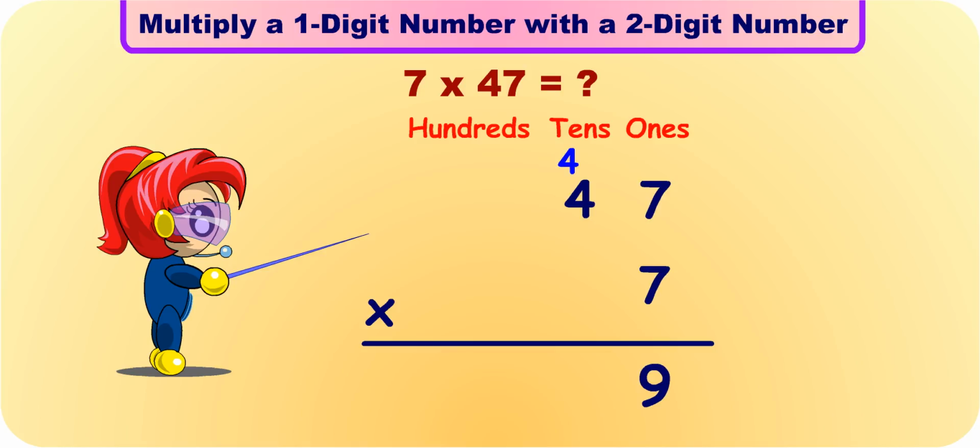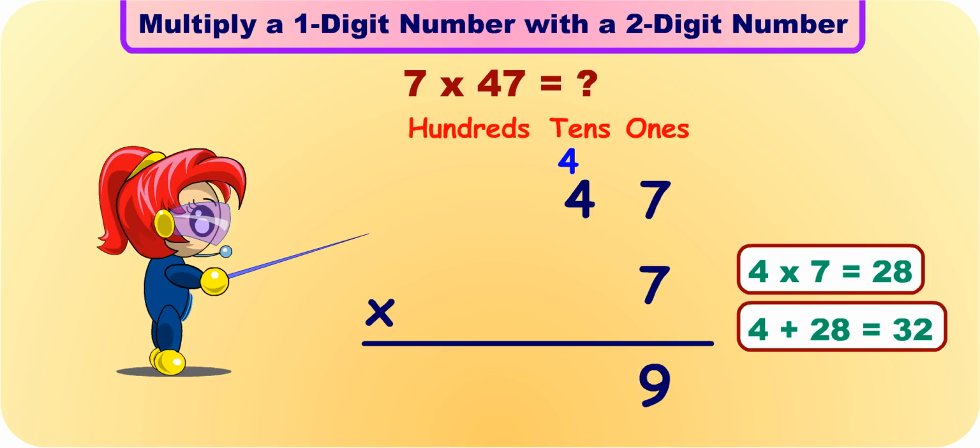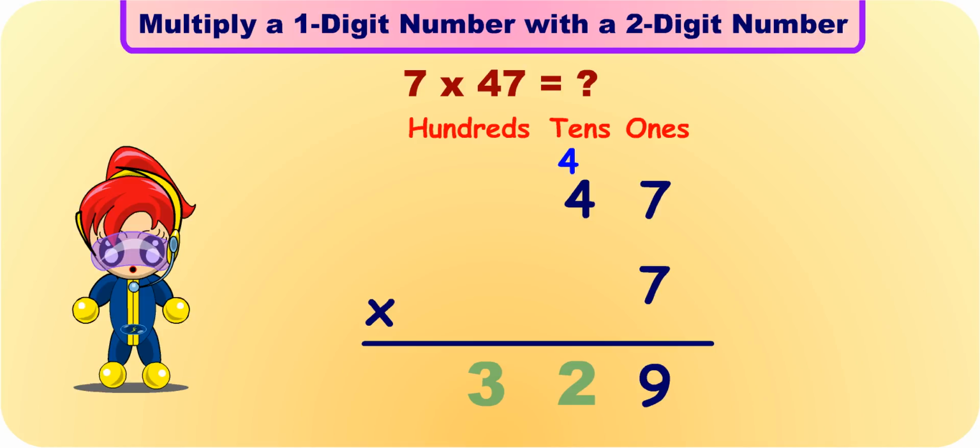Next, I multiply the tens by 7. 4 tens times 7 is 28 tens. Finally, I add 4 tens to 28 tens and get 32 tens. 32 tens is 320. Therefore, the answer to 47 times 7 is 329. Well done, Turbo Girl.